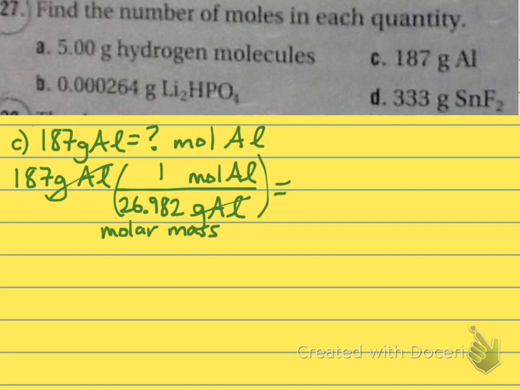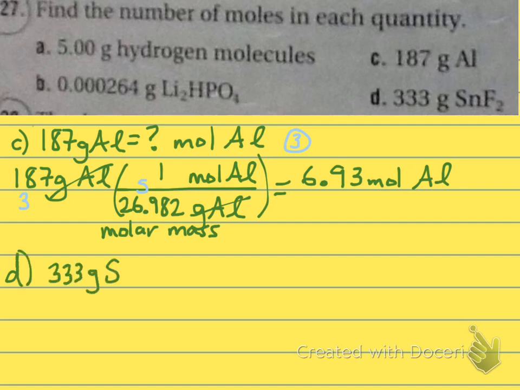I should divide here. So 187 divided by 26.982. And again, significant figures, 3 sig figs and 5 sig figs, so my answer can have 3 sig figs. So I'm going to write it as 6.93 moles of aluminum. Again, as long as you're close, you're good. Letter D.